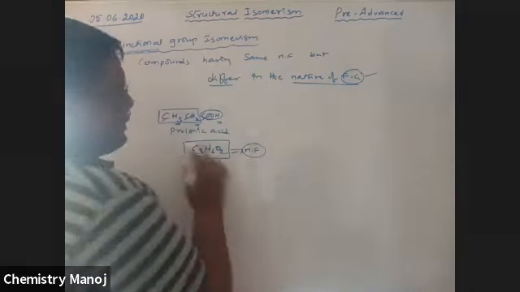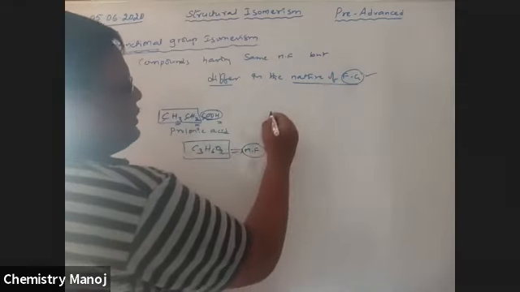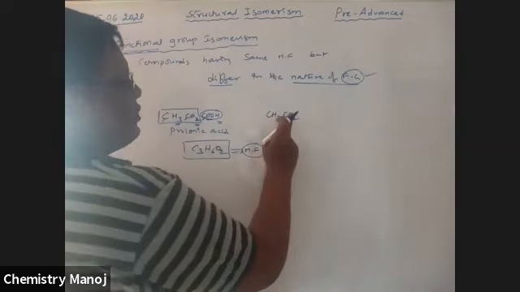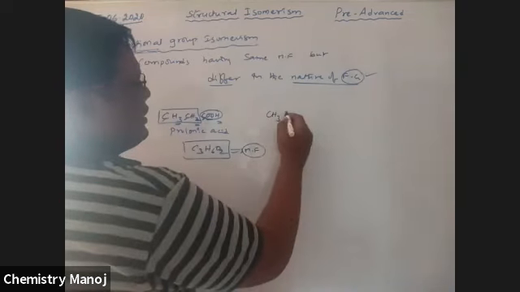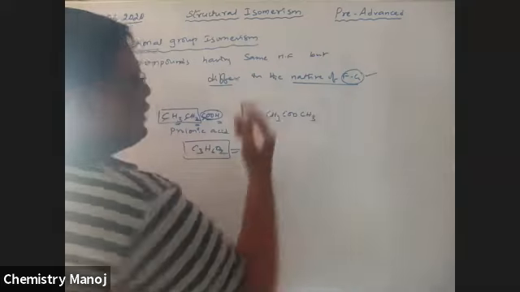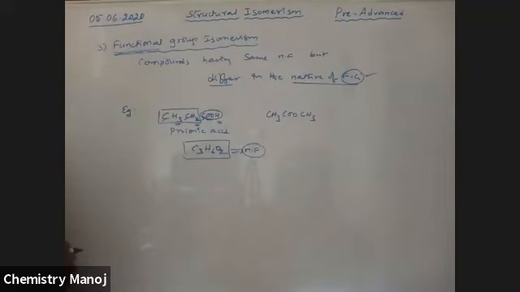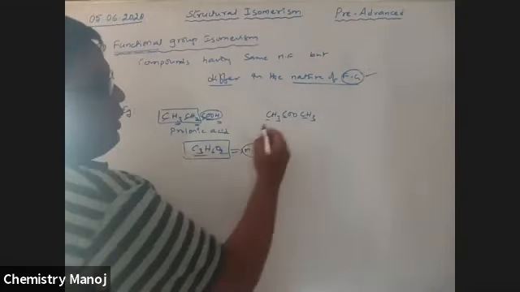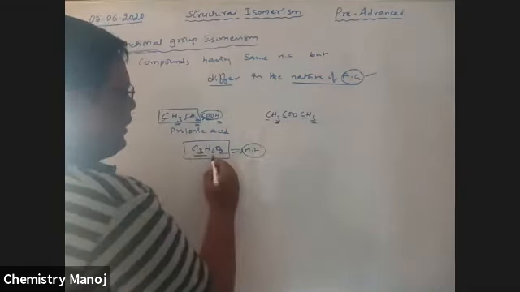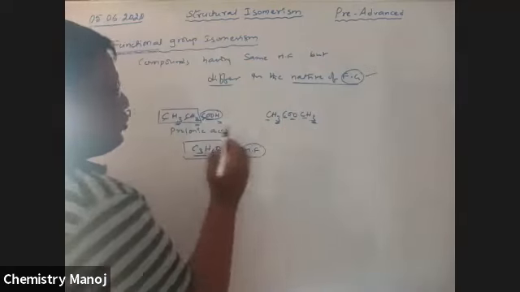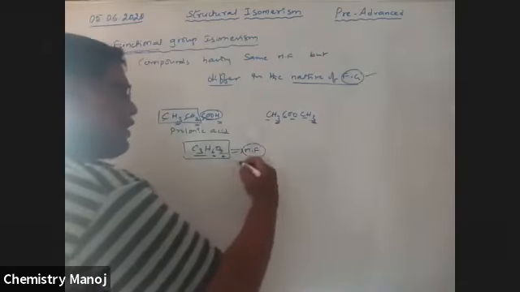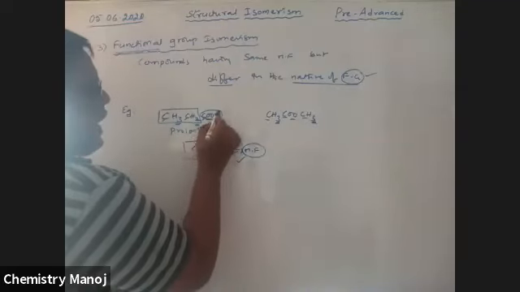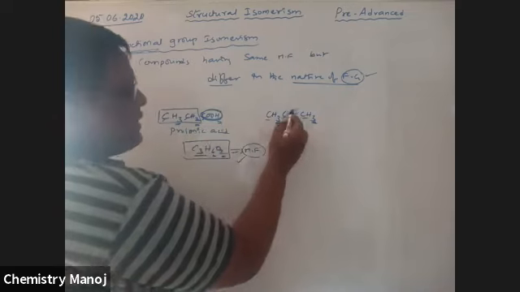Now I am writing another compound, CH3COOCH3. Here 3 carbons, hydrogens 3 plus 3, 6 hydrogens, 2 oxygens. That means the molecular formula is also the same. But in the first, acid is the functional group; here, ester is the functional group.